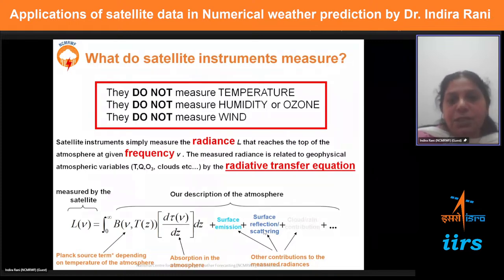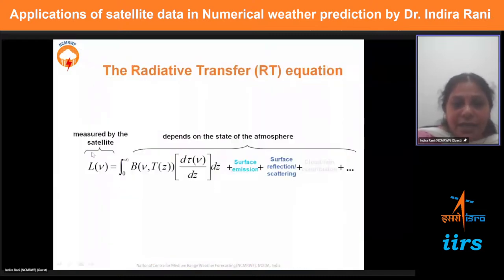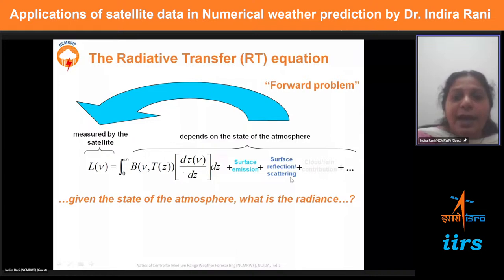So the radiative transfer equation we are describing like this. What it is doing: we have the measured radiances from the satellite, and we are defining our atmosphere with the temperature term, surface emission term, reflection, scattering, whatever we want to represent. And suppose we are given the state of the atmosphere, so we know how much surface emission is there, how much surface reflection and scattering is there, and what the temperature is and how the temperature profile is varying. So given the state of the atmosphere, we can calculate the radiance measured by the satellite.